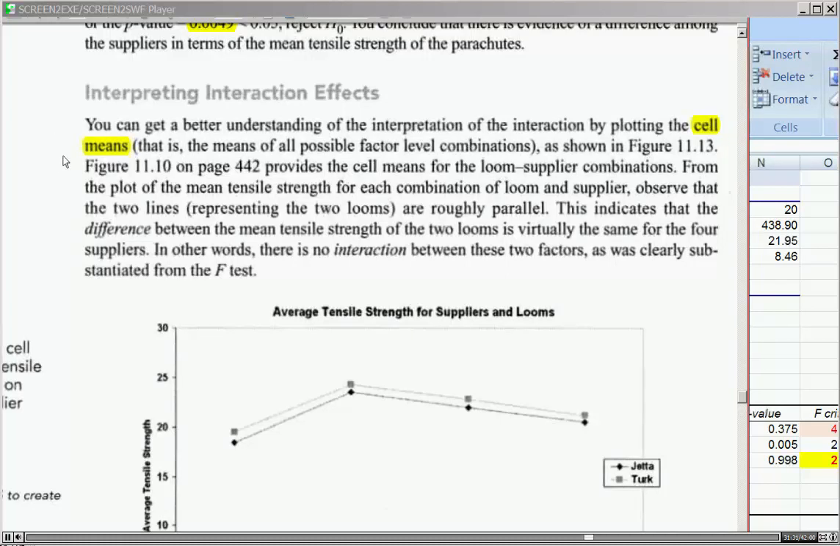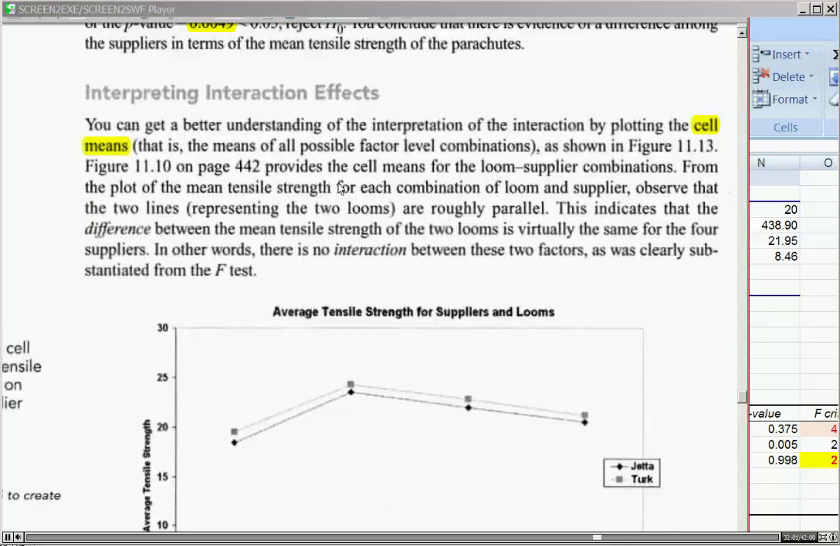In two-way ANOVA, in this chapter, we have 40 parachutes. So we cannot use the means we calculated in the one-way ANOVA. We have to recalculate the means. And their explanation doesn't make it much clearer. That is the means of all possible factor level combinations. It's just the means for all levels of each supplier.